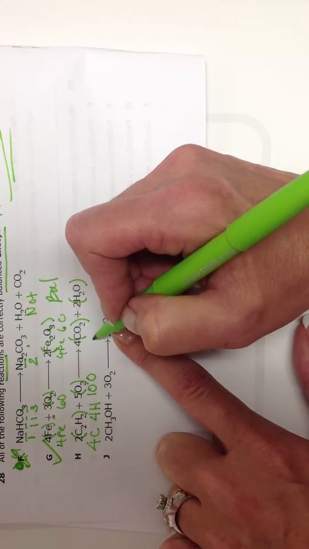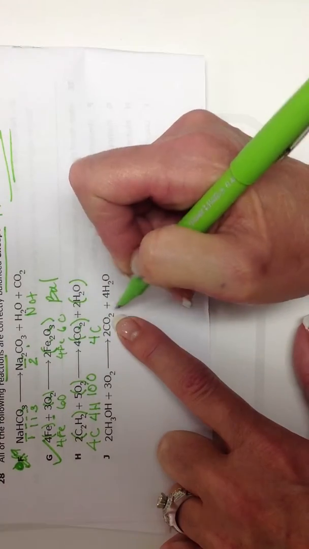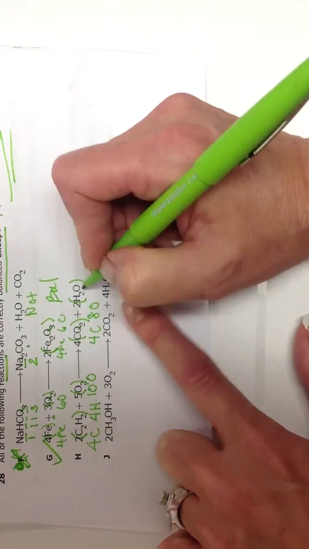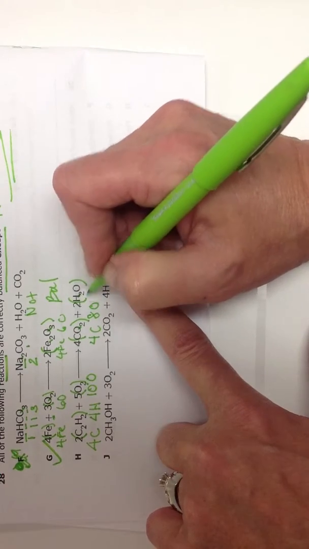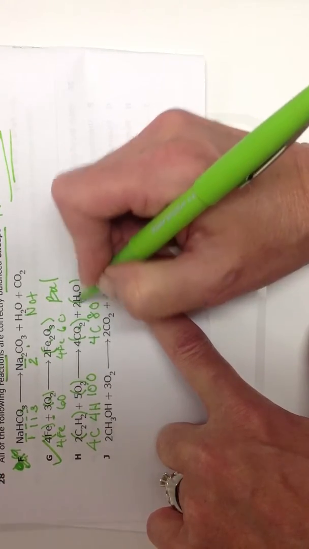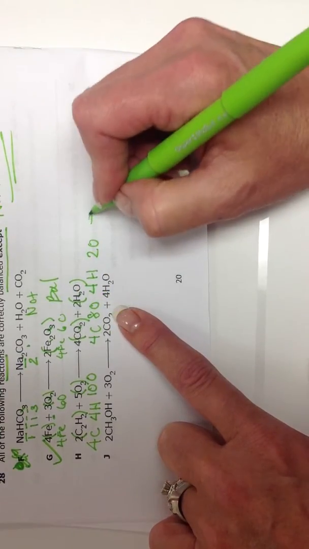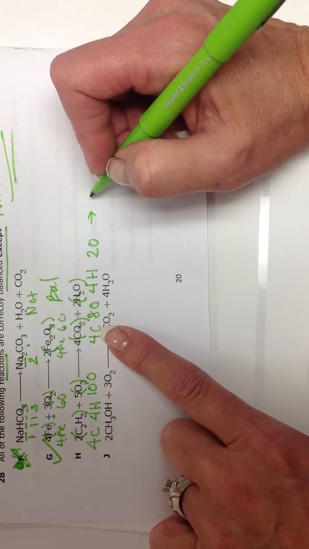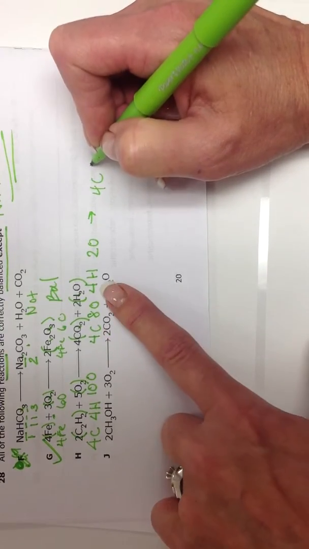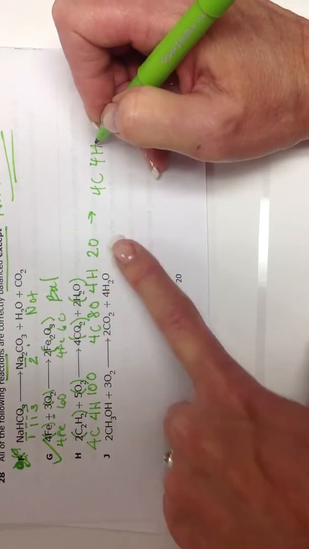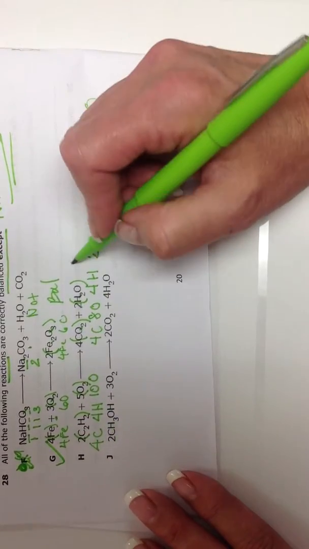We have 4 carbon, and here we have 2 oxygens times the 4 is 8 oxygen. Here we have 2 hydrogen times 2 is 4 hydrogen, and here we have 1 oxygen times 2 is 2O. So all together, on the product side, we would have 4 carbon, 4 hydrogen, and 8 plus 2, 10 oxygen. So that one is definitely balanced.